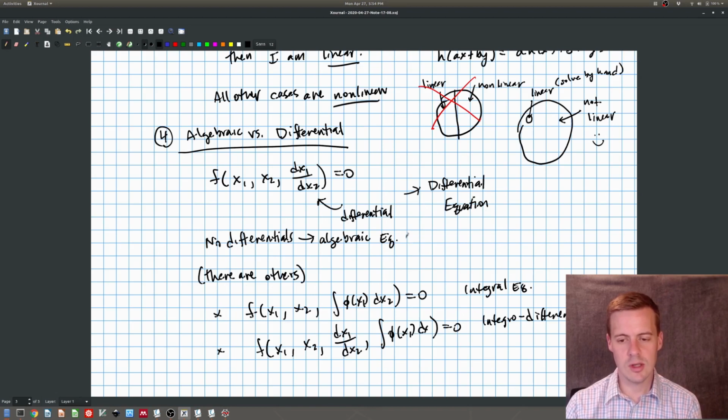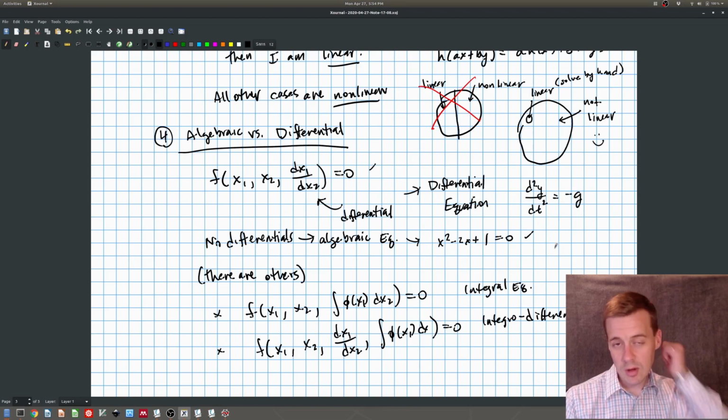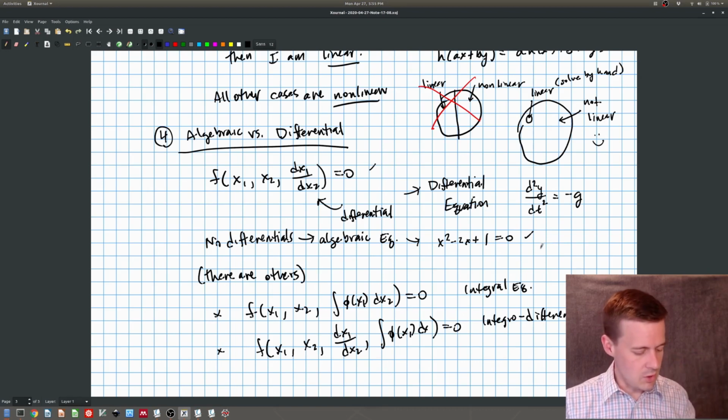Algebraic equations. So these are like x squared minus 2x plus 1 equals 0. Algebraic equations, differential equations. An example of a differential equation might be the second derivative of y with respect to t is, say, minus g, the gravitational constant. That would be a differential equation. So that's the difference between algebraic and differential equations.